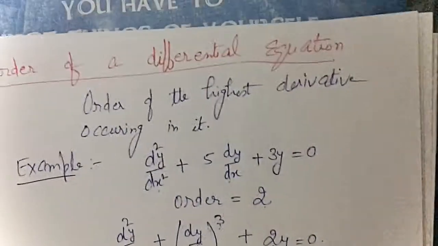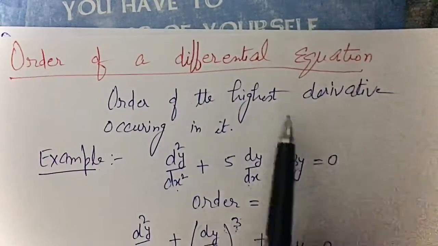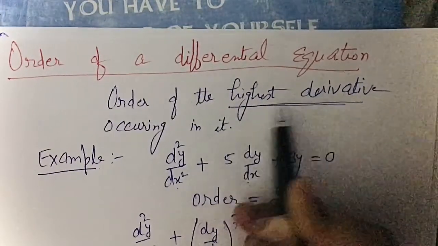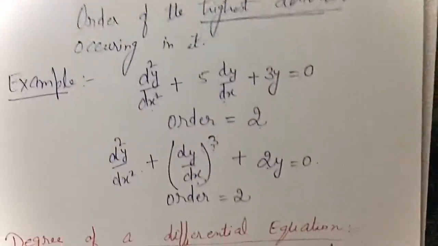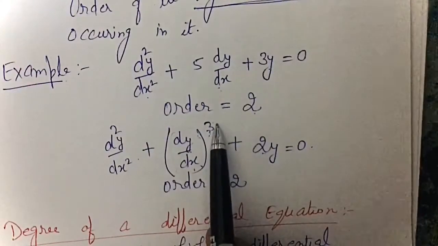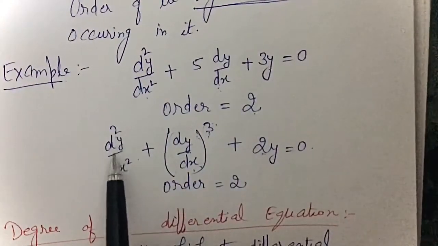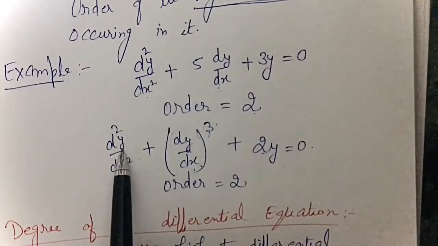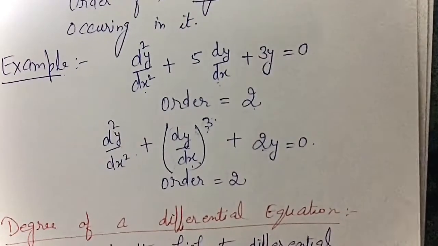So order of a differential equation means the highest order occurring in the given differential equation. Clear? So this is not the order; order is the highest order. How many times you are differentiating the given dependent variable, that is the order of the equation.